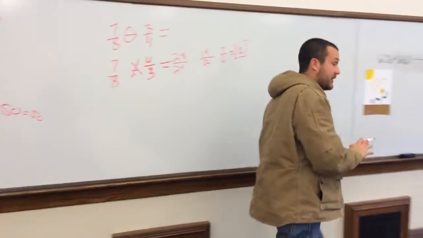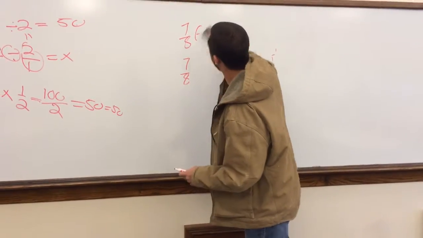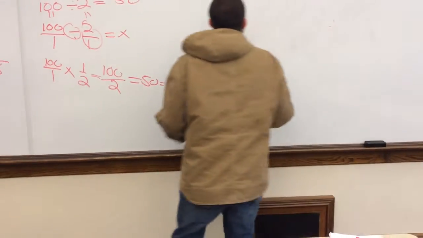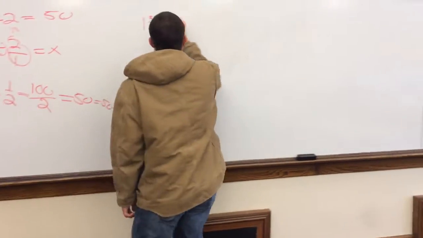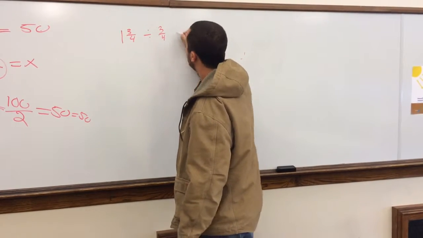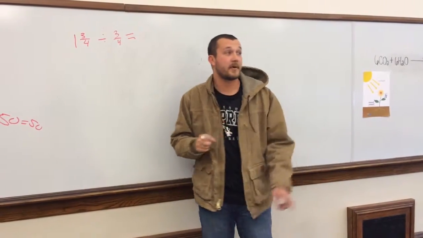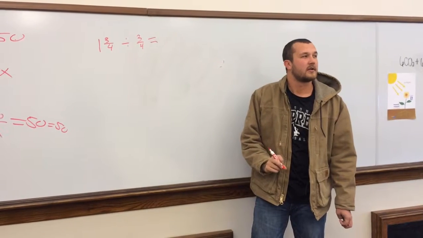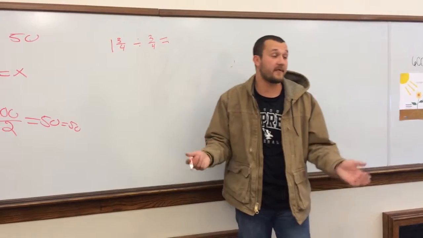Let's do 1 3/4 divided by 3/4 equals. What's our first step? We keep. By keeping this, how would we make it easier? We'd have to turn it into an improper fraction. We would want to turn it into an improper fraction here just to keep everything nice and easy.